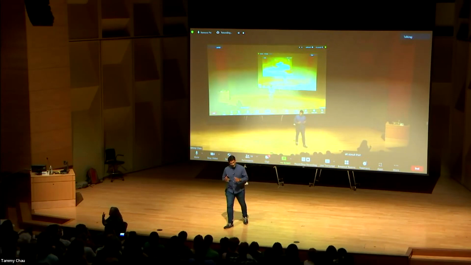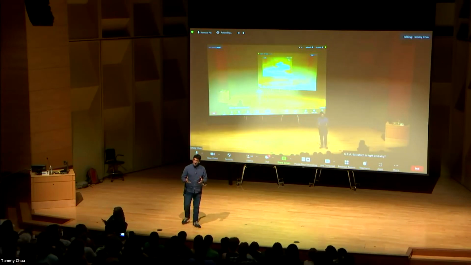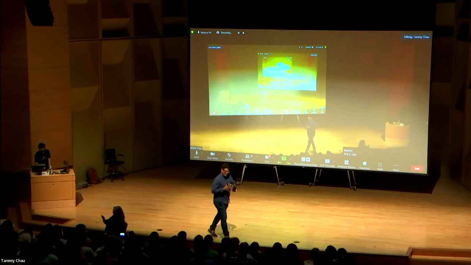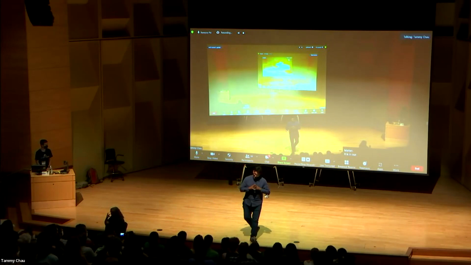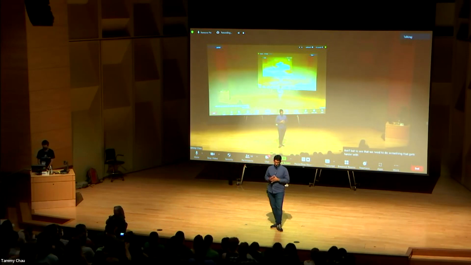The nature of dark matter. It's in our hands, it's in our hearts, it's in the code of life itself. But to see that, we need to do something that gets harder with age. We need to look in the mirror and reflect on what we see.